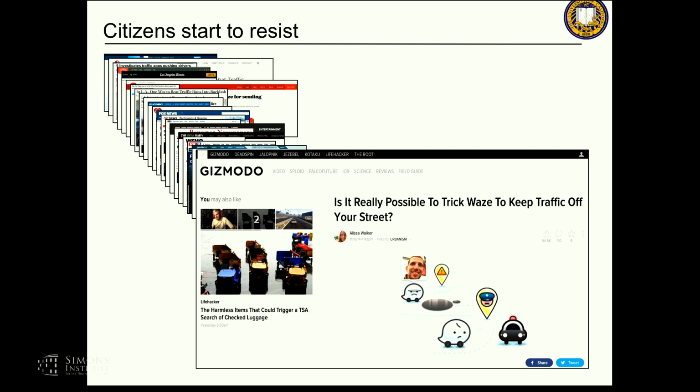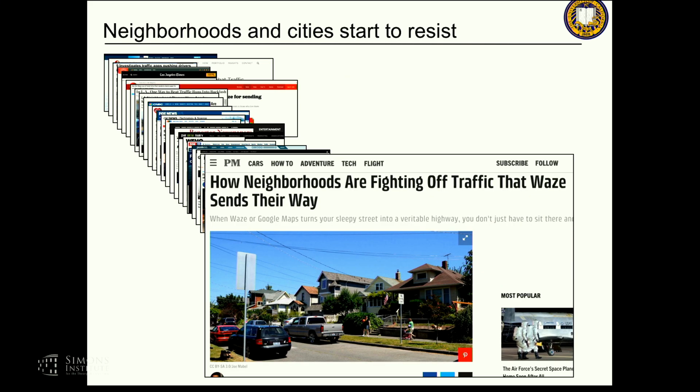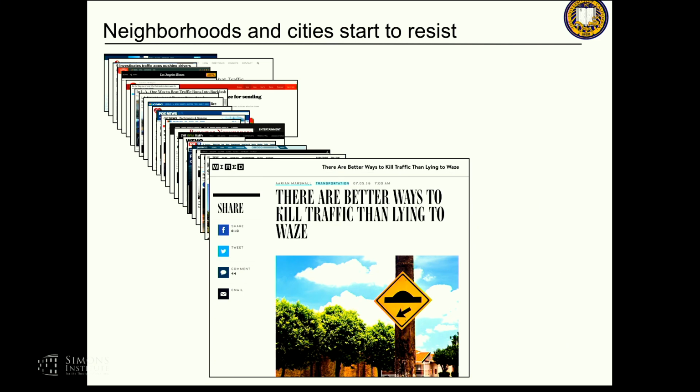And then the resistance gets even more organized. This is an example in Fremont in which a city starts to, on purpose, change the cycle times of their traffic lights to prevent people from leaving the freeway. So that creates a huge backlog on the freeway so that people don't come into their neighborhoods. So that's now interesting because this is, in a sense, steering the system away from what could be more optimal locally. And then ultimately people making their traffic even worse by building obstacles along the road.